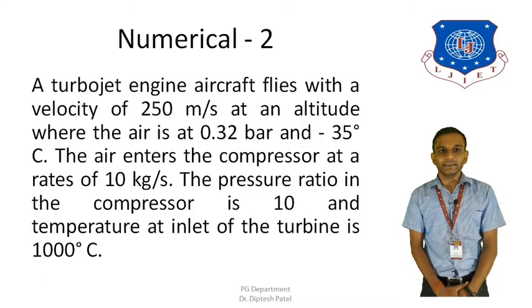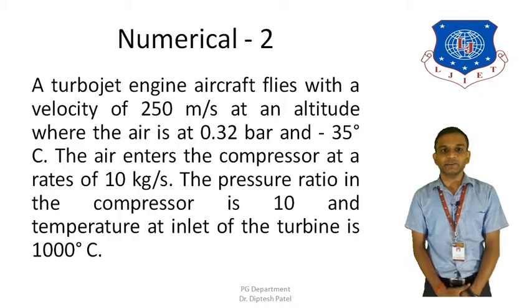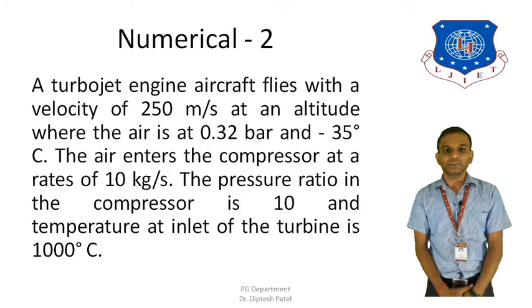The numerical is: a turbojet engine aircraft flies with a velocity of 250 meters per second at an altitude where the air is at 0.32 bar and minus 35 degrees Celsius. The air enters the compressor at a rate of 10 kilograms per second, the pressure ratio in the compressor is 10, and the temperature at the inlet of the turbine is 1000 degrees Celsius.